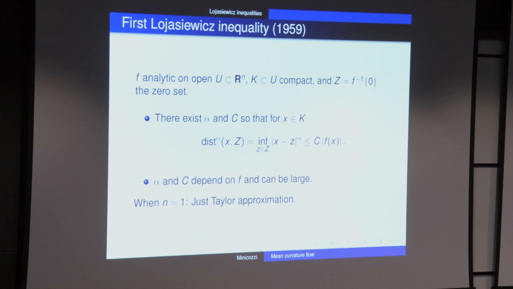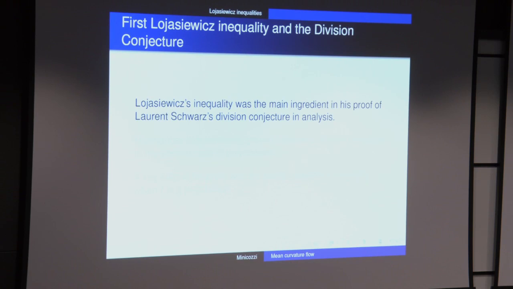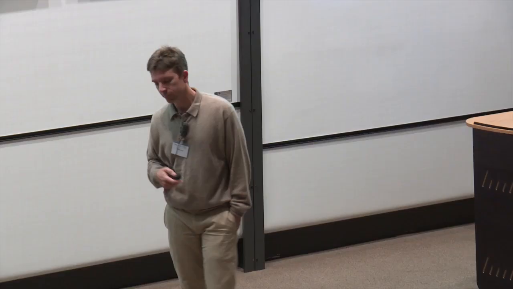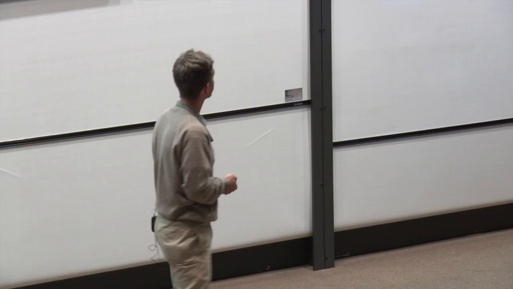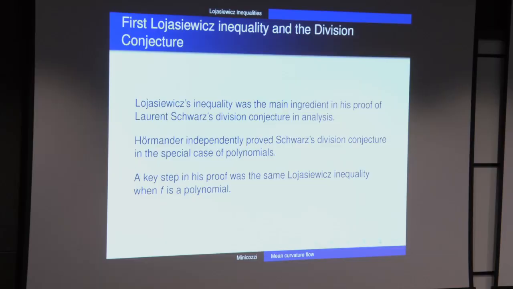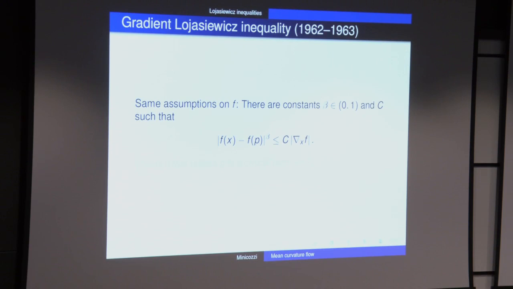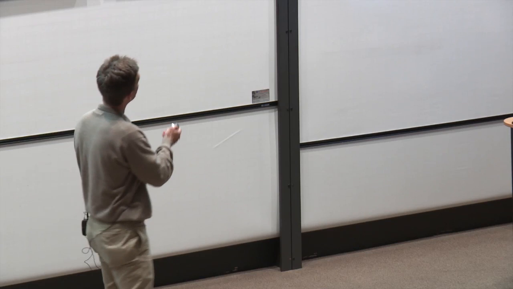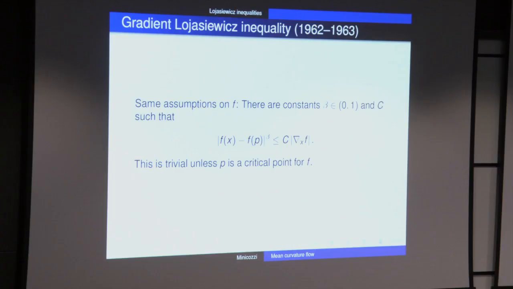Łojasiewicz used this to prove a conjecture of Laurent Schwartz on the division of distributions. Around the same time, Hörmander proved a special case of this conjecture for polynomials. He proved the same inequality for polynomials. A few years afterwards, Łojasiewicz realized that this first inequality implied a second Łojasiewicz inequality, called the gradient inequality. This one says that if you have an analytic function and you look near a critical set, then the variation of the function is bounded in terms of the gradient.